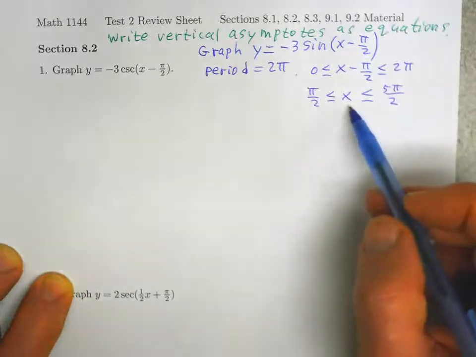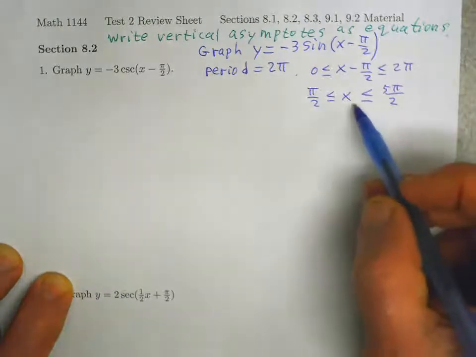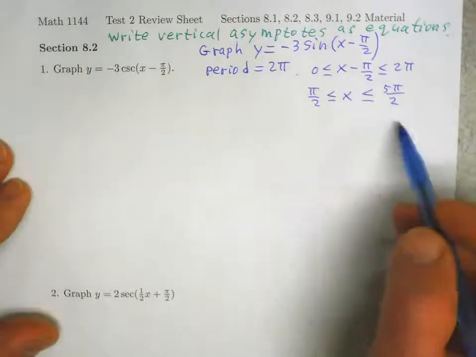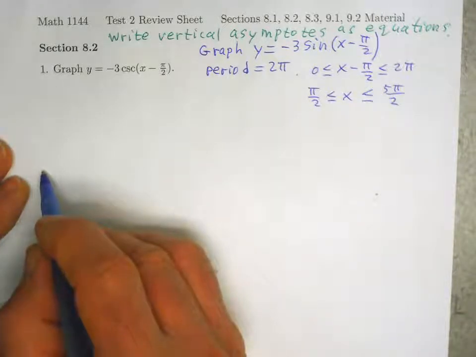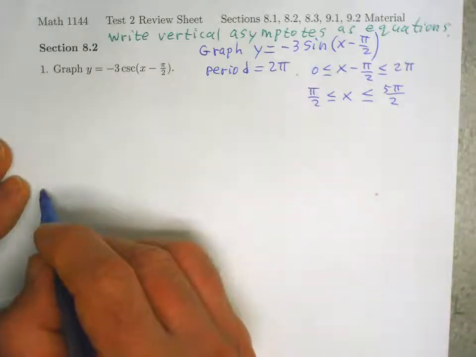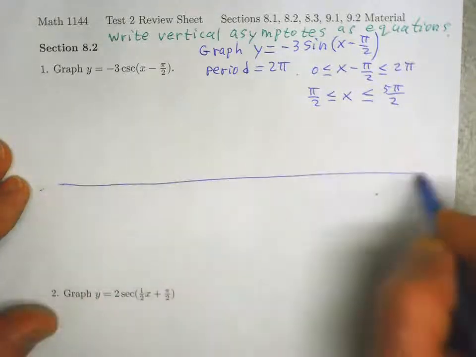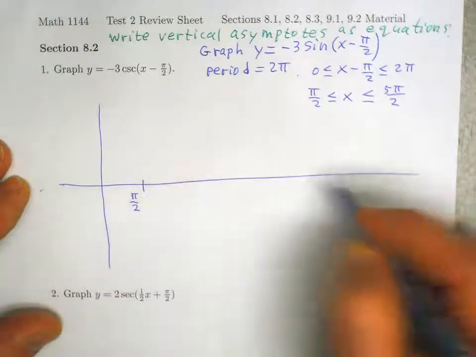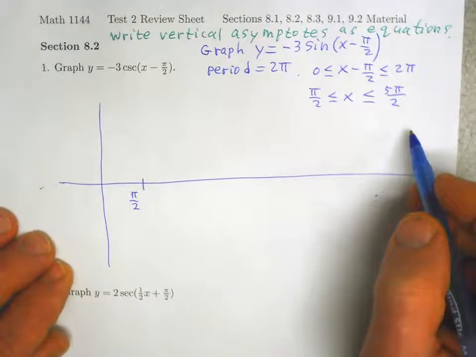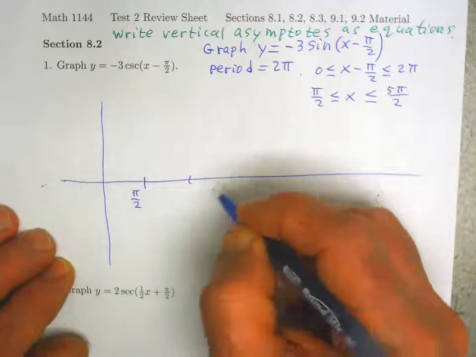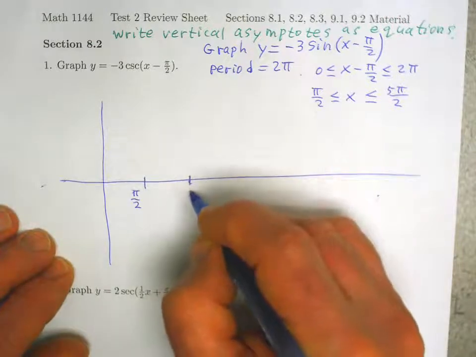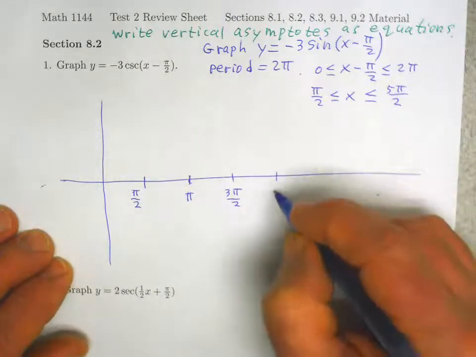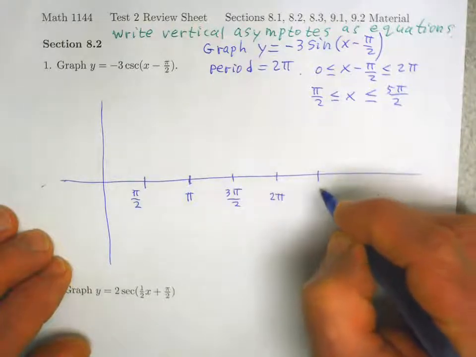And then also right in the middle. So at 3 pi over 2 is also a vertical asymptote. Hey, but let's go ahead and sketch the one period of the sine function. So the left endpoint is pi over 2. Since the period is 2 pi, the subintervals are each of length pi over 2. So this will be pi, 3 pi over 2, 2 pi, and then 5 pi over 2.